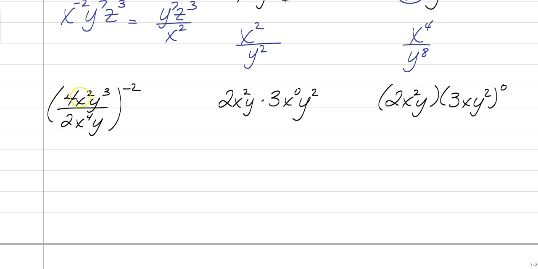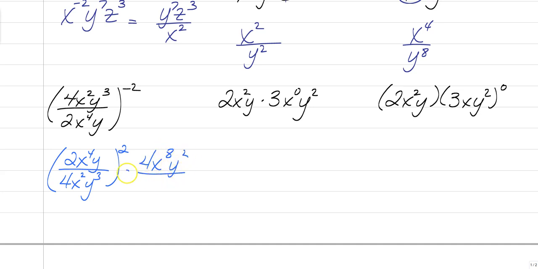So when you raise an entire fraction to a negative power, the best way to start that question is to rewrite it and just take the reciprocal. So that's 2x to the 4th y all over 4x squared y cubed. Now we're going to square everything on the inside. So that's 4x to the 8th y squared all over 16x to the 4th y to the 6th. And now just simplify again from there.